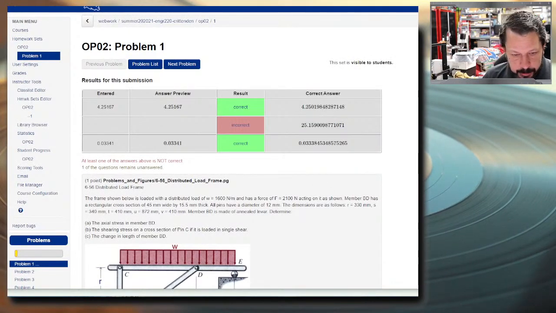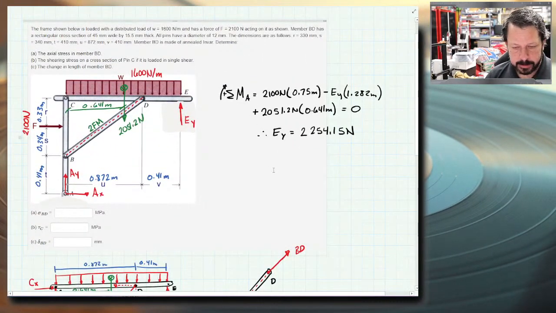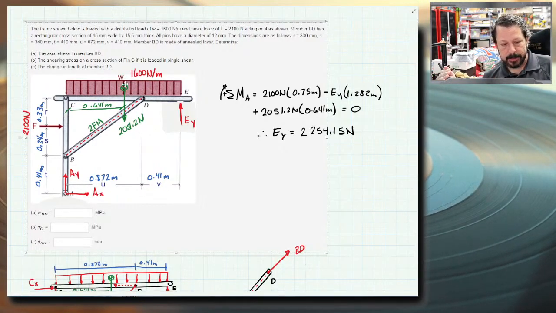Now let's do this last part. The last thing it wanted us to do is the shearing stress. I'm reading right here at the top: shearing stress on a cross-section of pin C if it is loaded in single shear. The single shear part means that the way member CDE is connected to ABC would require the pin at C, the bolt or whatever it is, to only break at one cross section.